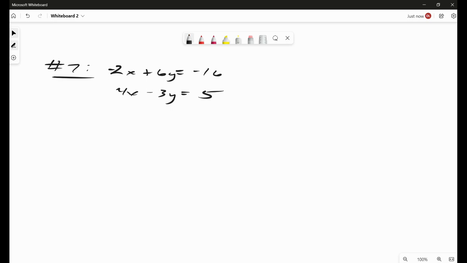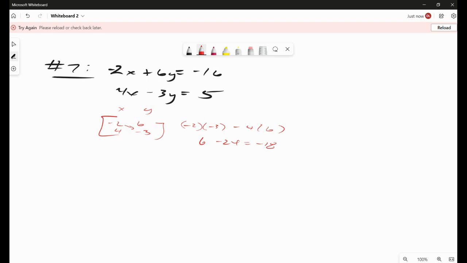Okay, so now when we're using Cramer's rule, and you can use Cramer's rule anytime you want, this Cramer's rule will satisfy the algebra piece. We're going to rewrite the x's and the y's right here. So we're going to do negative 2 and 4, and we're going to do 6 and negative 3. Okay, guys? All right, now we're going to find the determinant. So we're going to go negative 2 times negative 3, and we're going to subtract that from 4 times 6. And then we're going to get 6 minus 24, which is equal to negative 18.